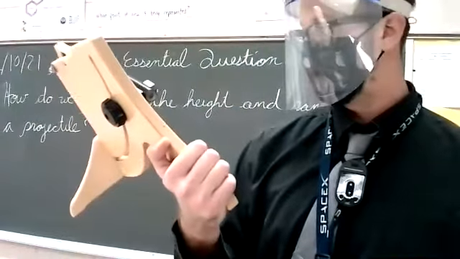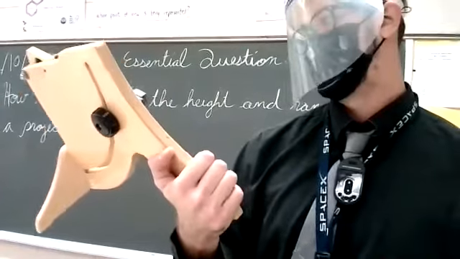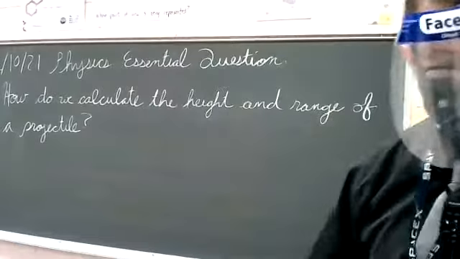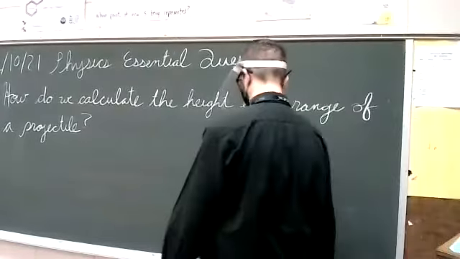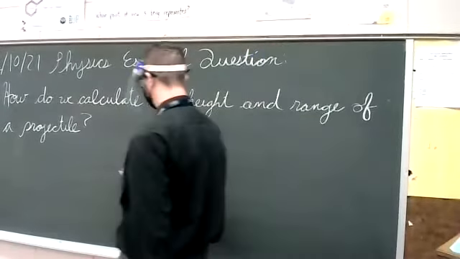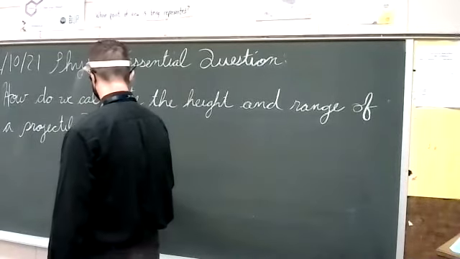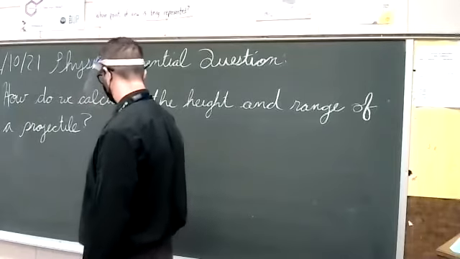It is 26 degrees. Give ourselves some numbers here. So let's calculate both the height and the range of a projectile that is launched 26 degrees above horizontal.